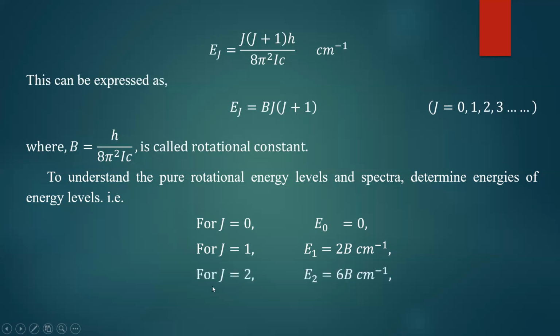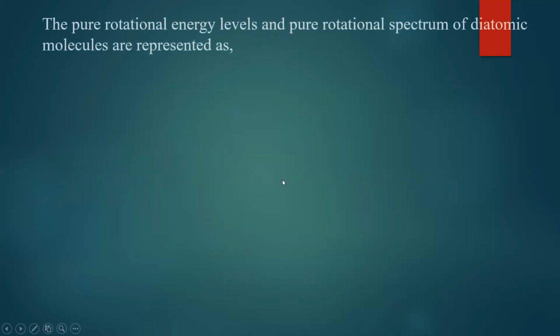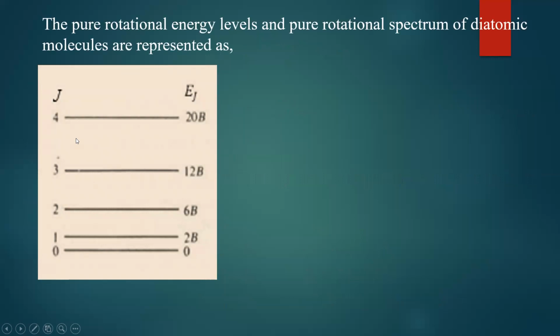For J equal to 2, what is the value of E2? Put J equal to 2 here. So 2 into 3 is 6. So E2 will be 6B centimeter inverse. For J equal to 3, what is E3? Put J equal to 3 here. You will get 3 into 4, that will be equal to 12B centimeter inverse, and so on. Similarly, you can find the next energy level values. If you represent these energy levels by calculating the different energy values, definitely the energy levels look like this.